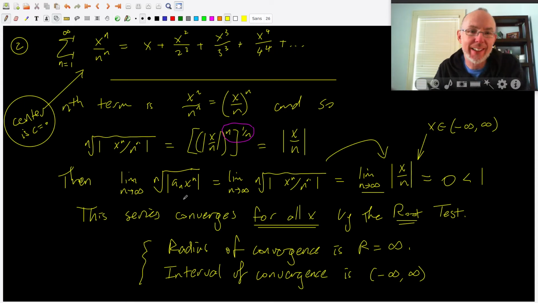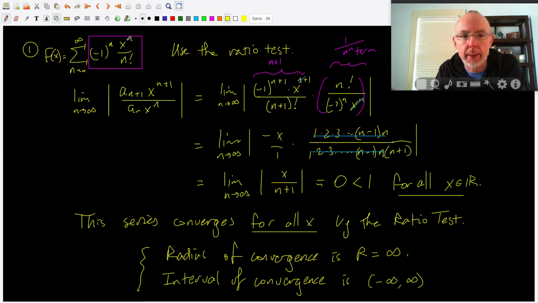So hopefully this gives you an idea. Again, I'm looking at these and thinking, what approach do I use to solve the problem? I'm seeing lots of powers, and if you see lots of powers, if everything is raised to the nth power, then the root test is really the way to go. But if there's a mix of things, some raised to powers, some factorials, some polynomials, then use the ratio test.